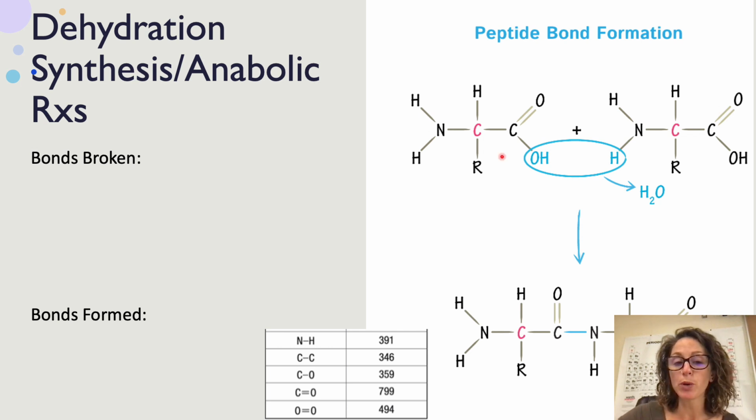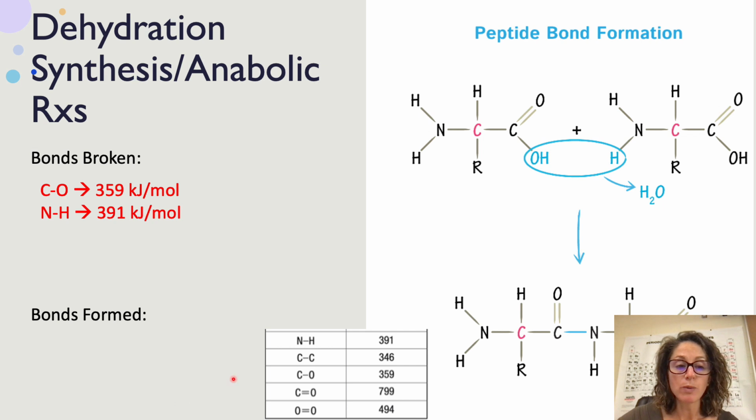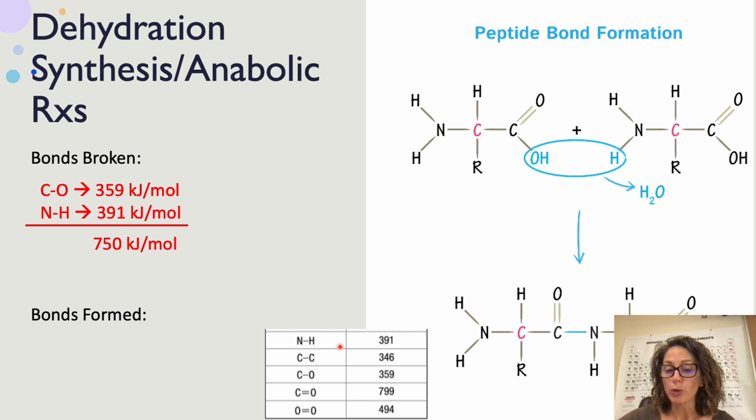So what bonds are being broken? The bond between carbon and oxygen has to be broken, so energy has to go in there, and a bond between nitrogen and hydrogen, so energy has to go in there to break the bonds. So looking at the chart, we have 359 kilojoules per mole to break the carbon and oxygen, again between here and here, and we have 391 kilojoules per mole to break the nitrogen and hydrogen. So in total, we have 750 kilojoules per mole going into breaking those bonds. So that's the amount of energy in.